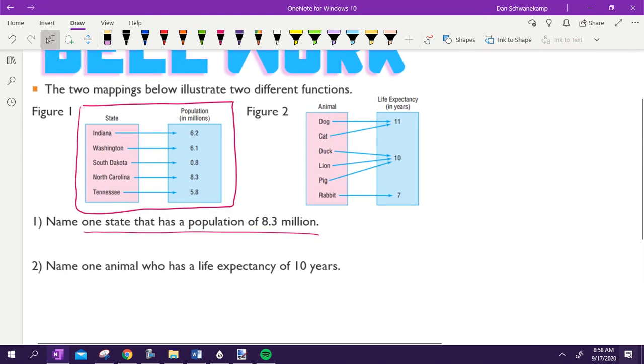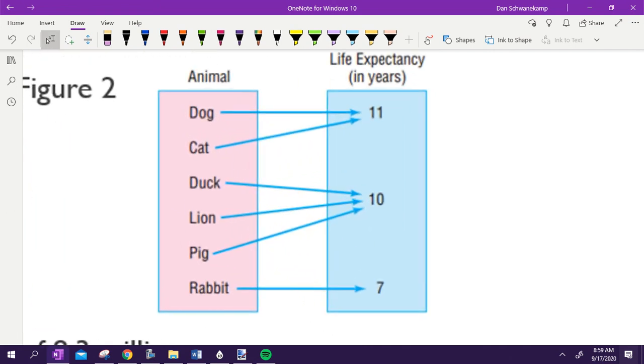Good. Next one. We're going to name one animal that has a life expectancy of 10 years. Talk with your neighbor. Ready? I'm going to count to three and then we're going to say it. 1, 2, 3. See how everyone said something different because there were multiple options. We had a duck, a lion, or a pig who had a life expectancy of 10.